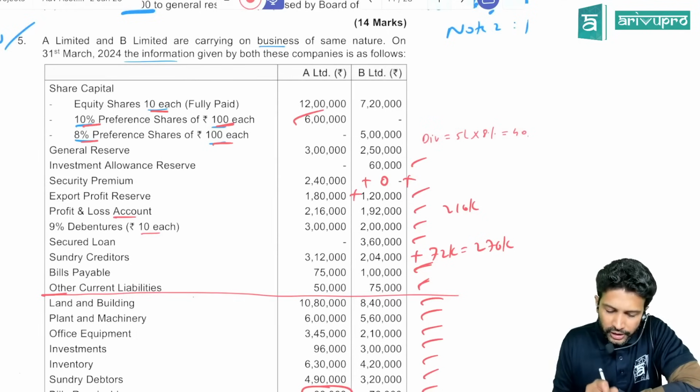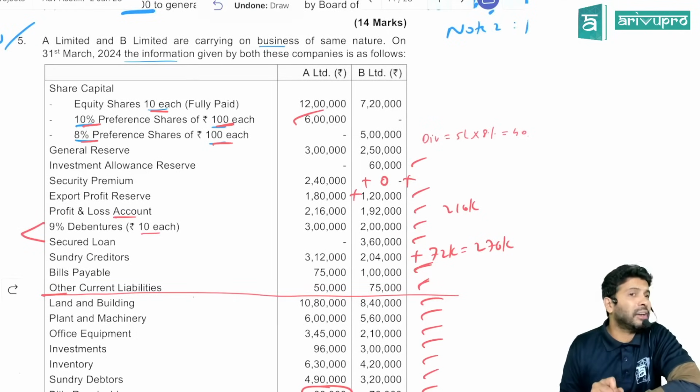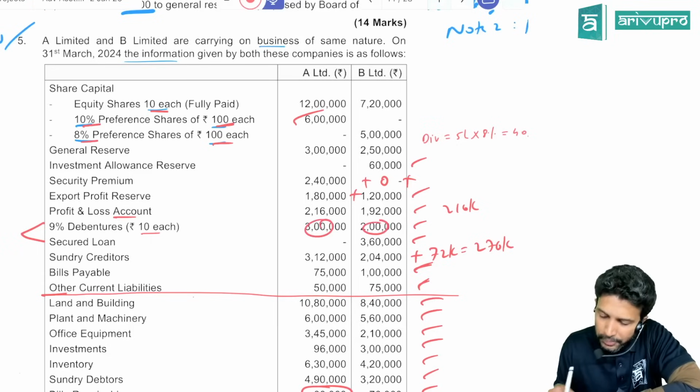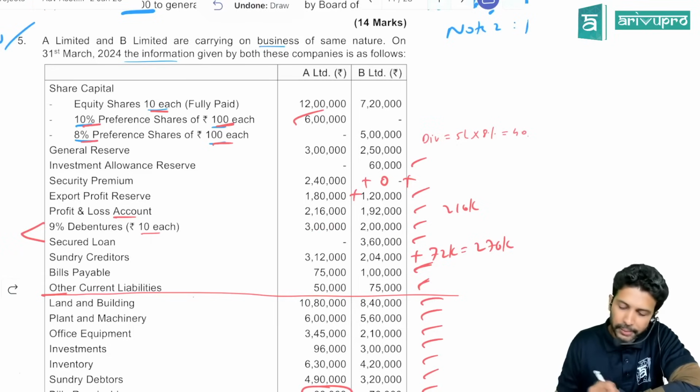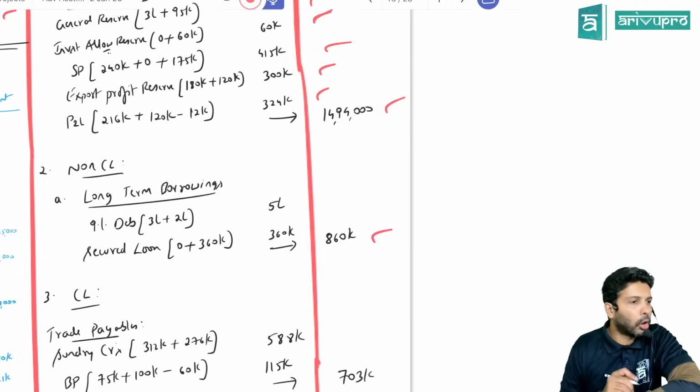Liability. Secured loan. So secured loan and 9% debentures come under non-current liability, specifically under long-term borrowings. So add 3 lakh plus 2 lakh is how much? 5 lakh. 5 lakh plus 360 is how much? 8 lakh 60,000. That is your total long-term borrowings.